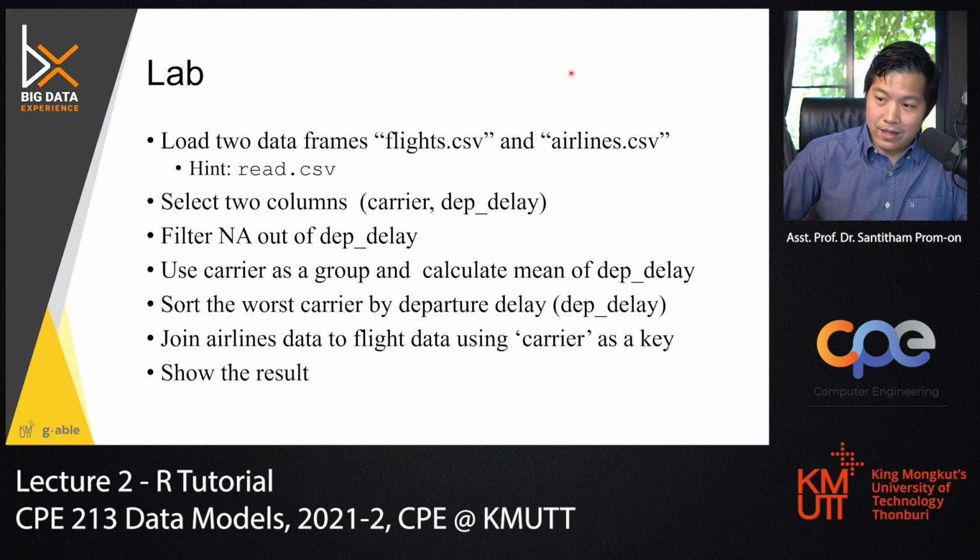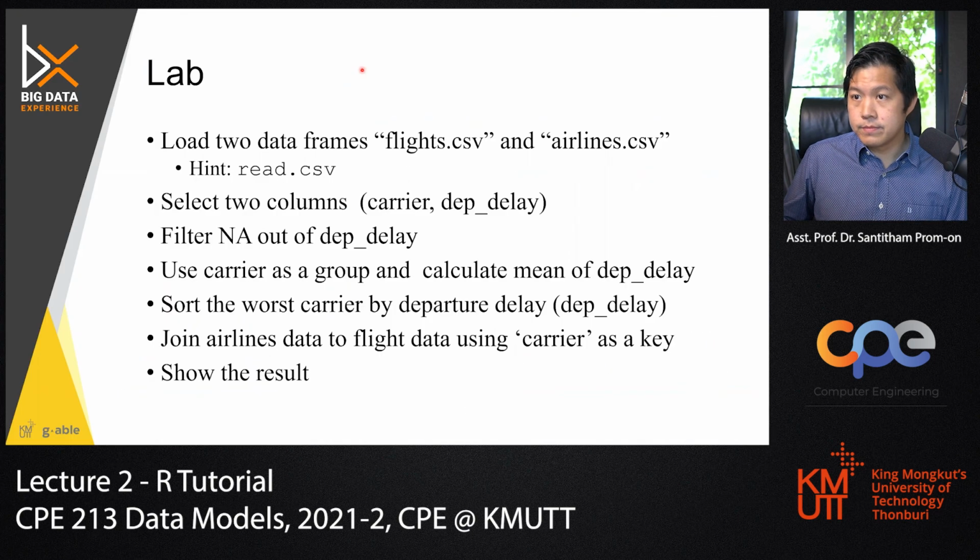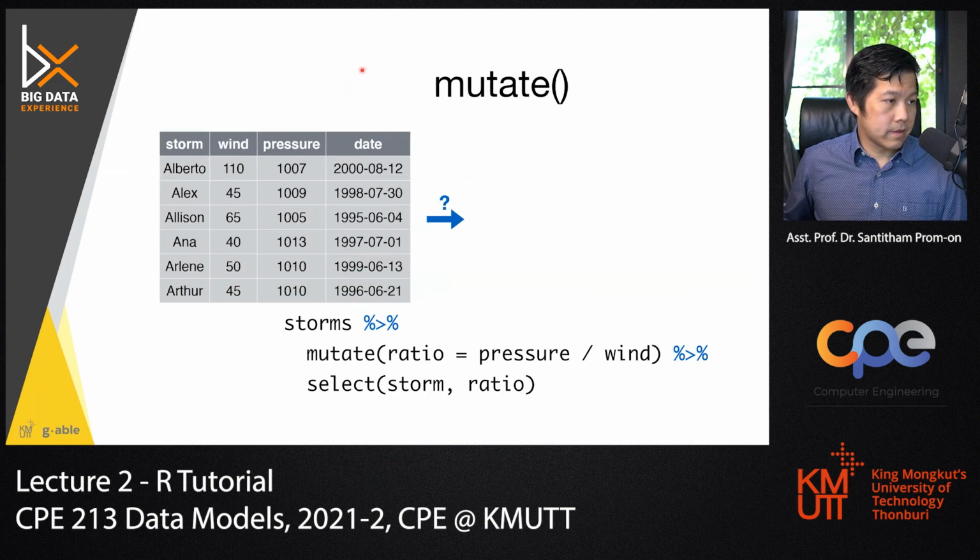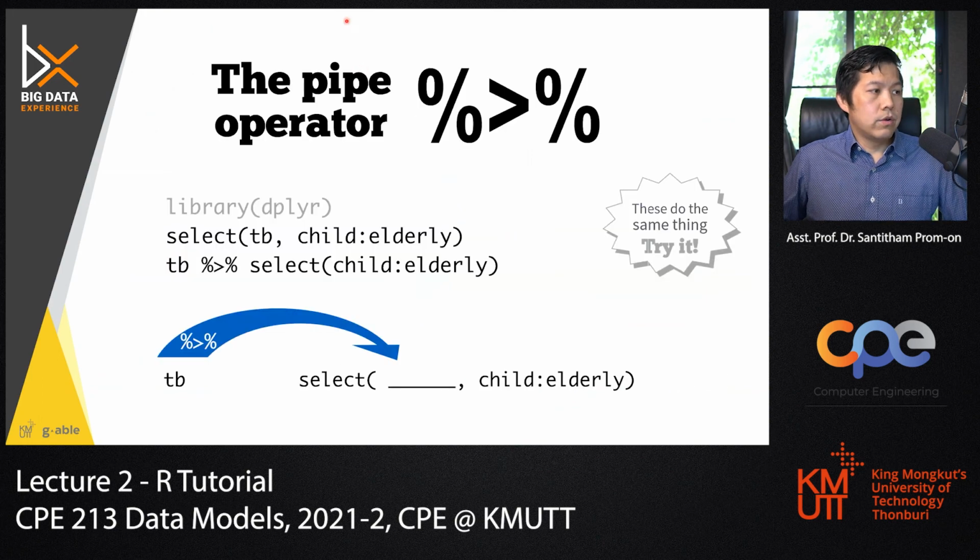Oh, and there's a question here. Please explain about pipe again. Okay, sure. Pipe. So you can write code like this: select from the TB data frame, and then the condition that you want to select. But you can also do this. Put the data frame first, and then use pipe, and then functions that are in dplyr, tidyr, tidyverse. You can put them after the pipe.